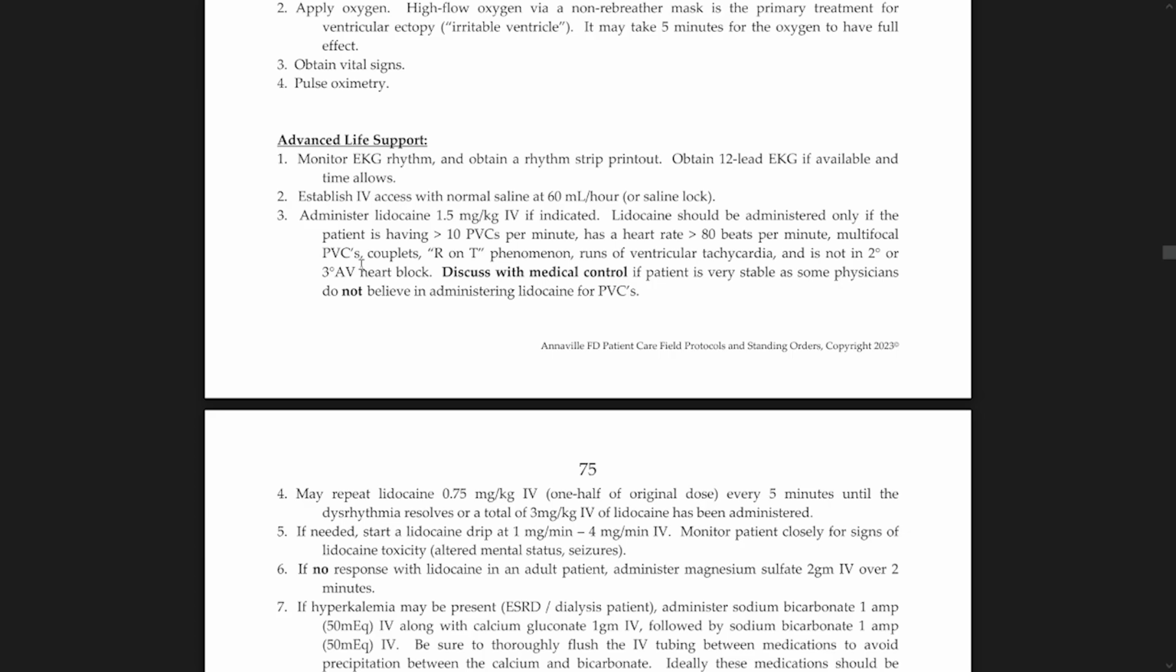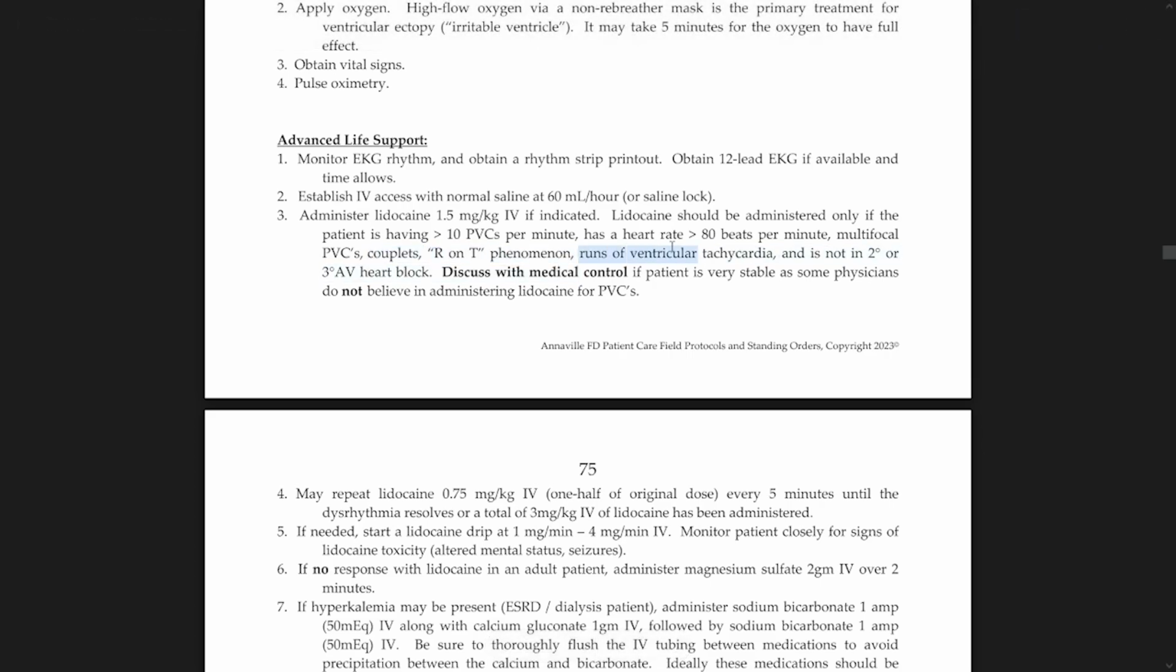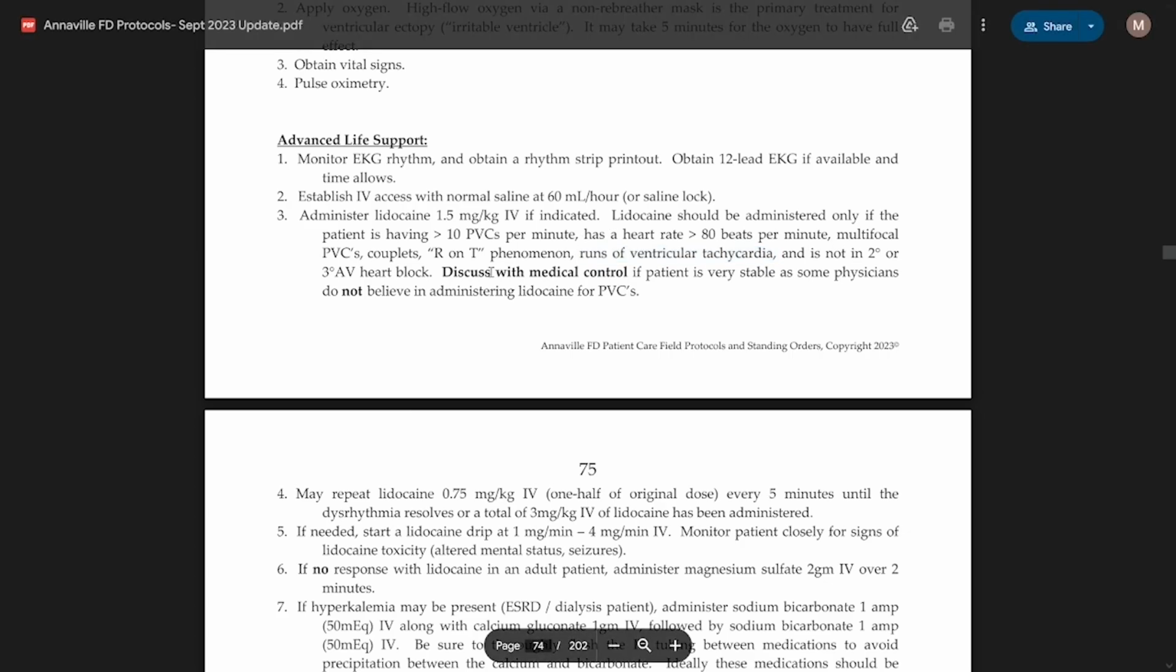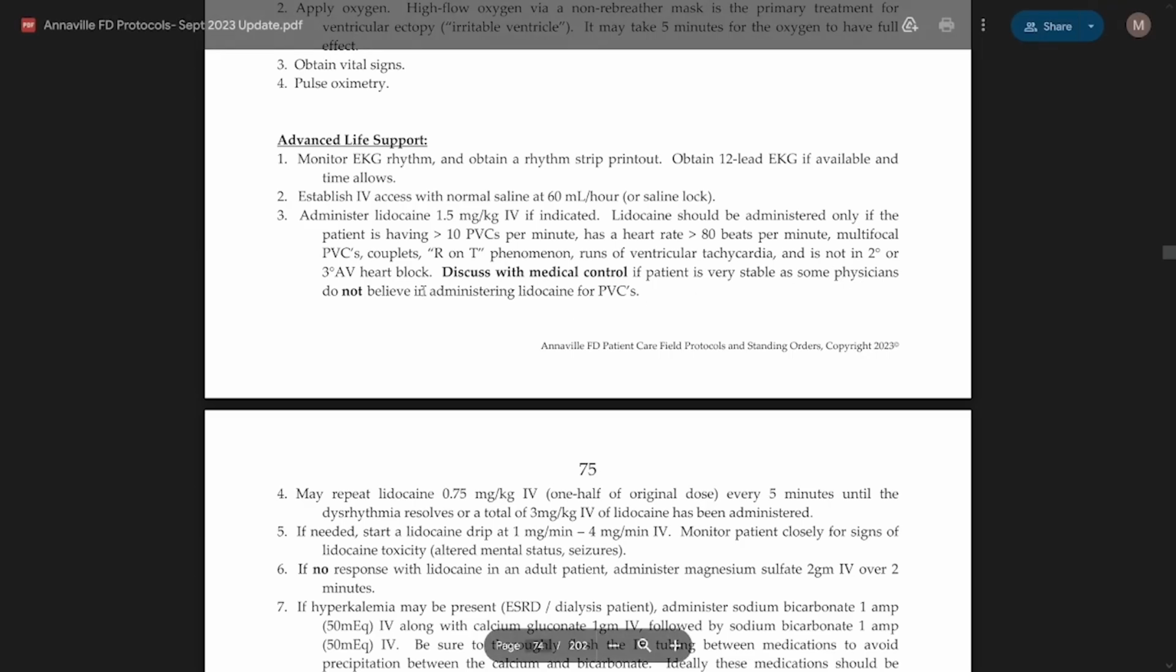Establish IV access with a normal saline lock and administer lidocaine at 1.5 milligrams per kilogram IV if indicated. Lidocaine should be administered only if the patient is having greater than 10 PVCs per minute, a heart rate greater than 80 beats per minute, multifocal PVCs or different types of PVCs, couplets, the R-on-T phenomenon, or runs of VTAC, and it is not a 2nd or 3rd degree heart block.